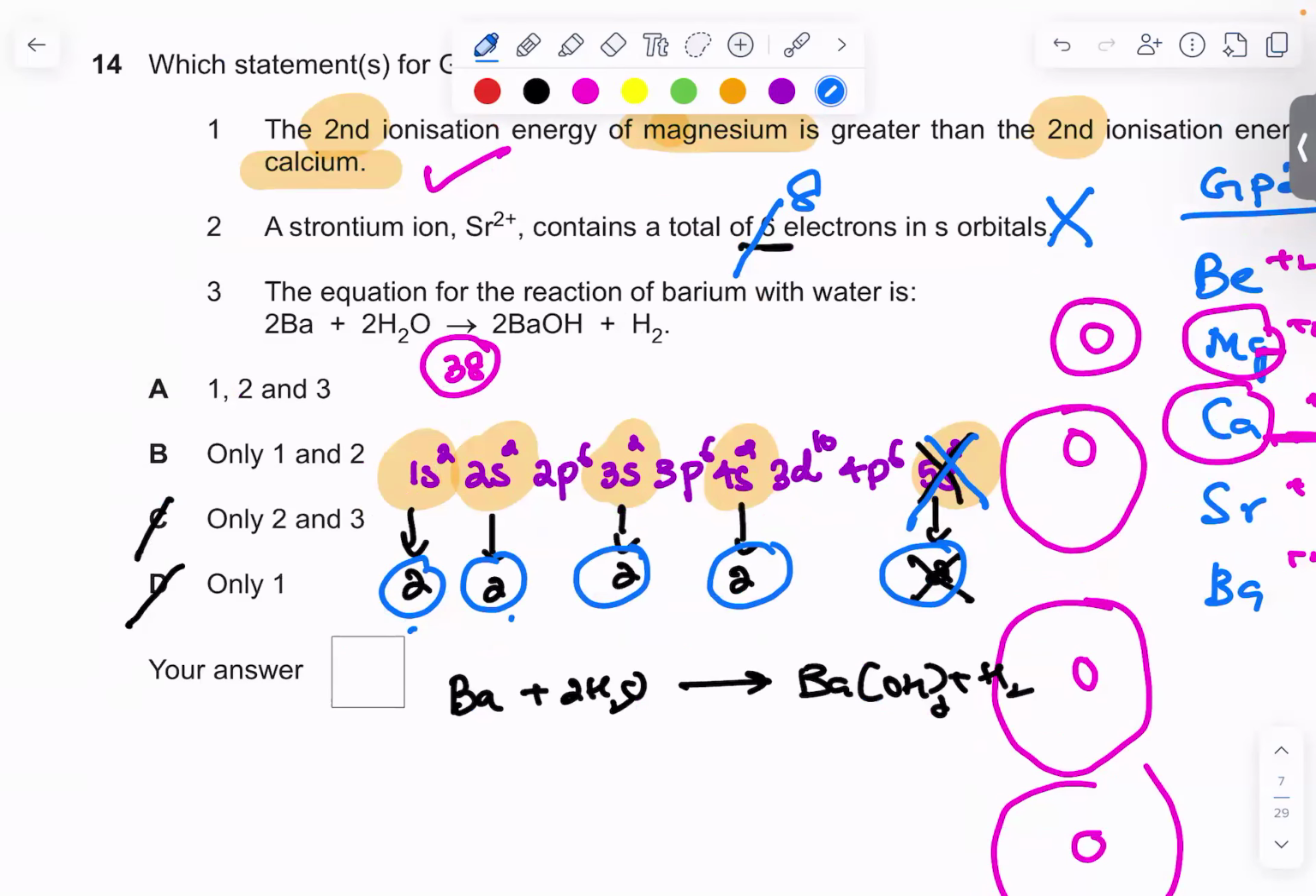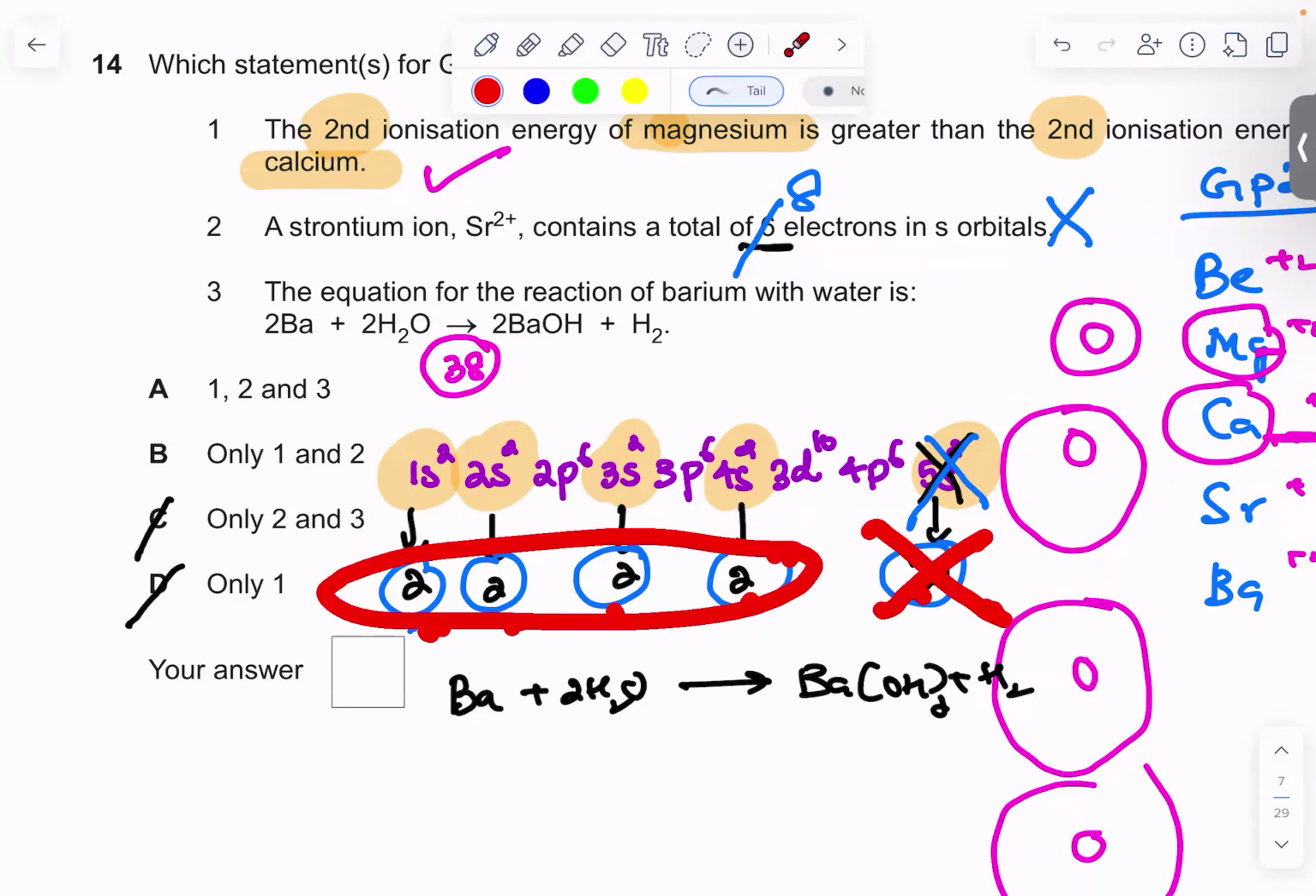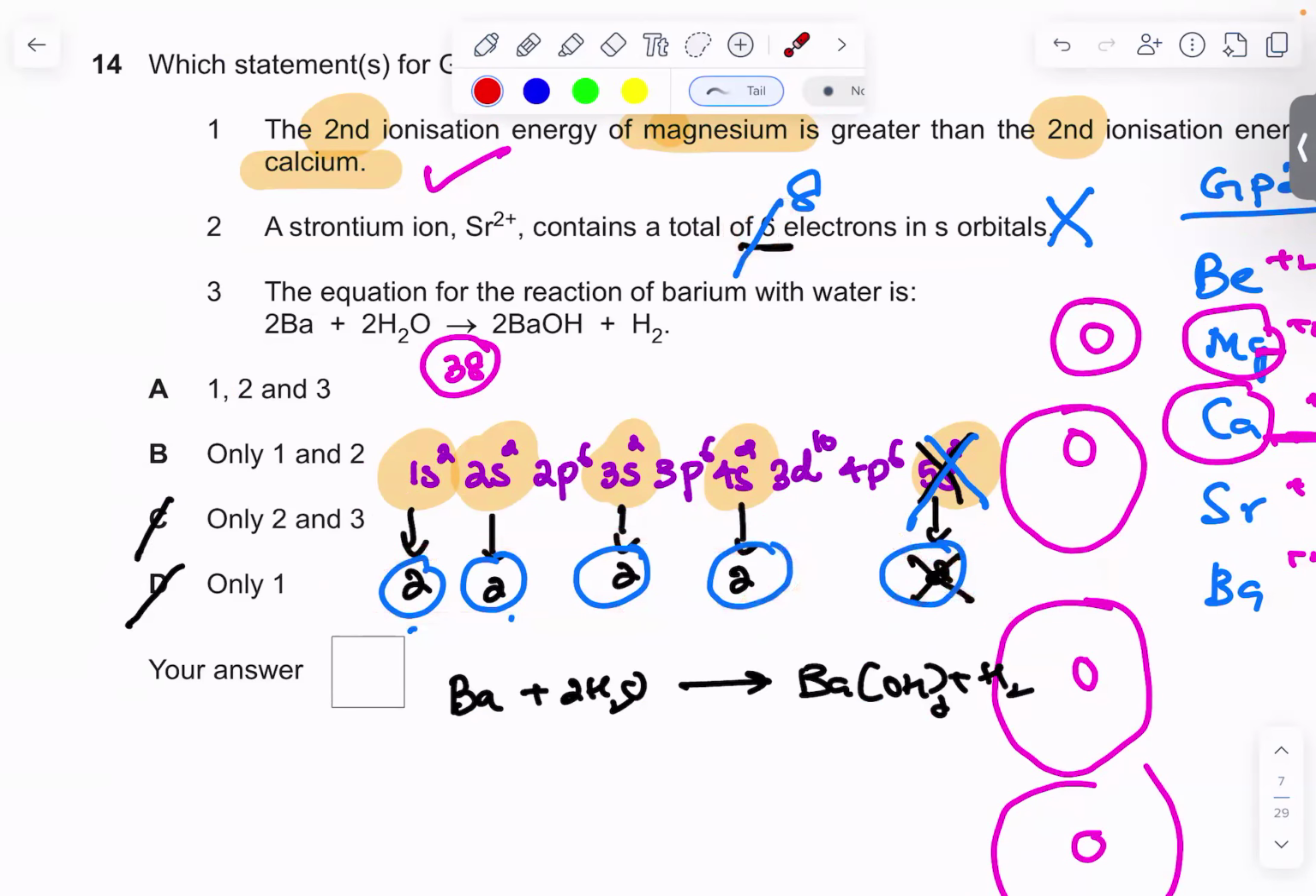So this is 2, 4, 6, 8, 10. And then when these two would be removed, we are left with 8. And they have written 6 here. So the answer is, oh, now I have to change this. The answer is D.